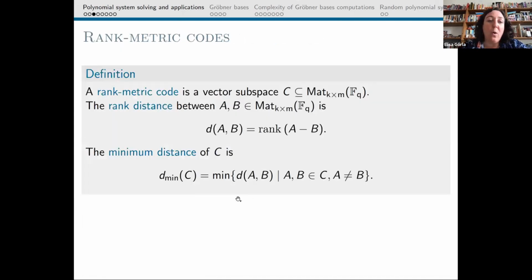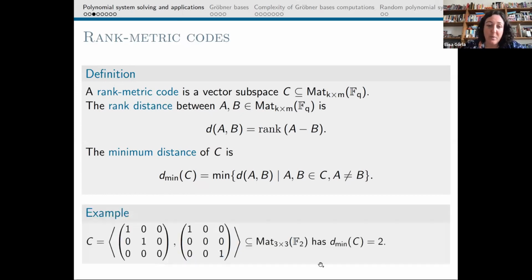Okay, and so now, one very important, or probably the most important parameter of a code in this setting is the minimum distance. And the minimum distance is the minimum of all the distances of pairs of distinct elements of your code. So if you are in a linear space, it's the minimum rank of a non-zero matrix in your linear space.